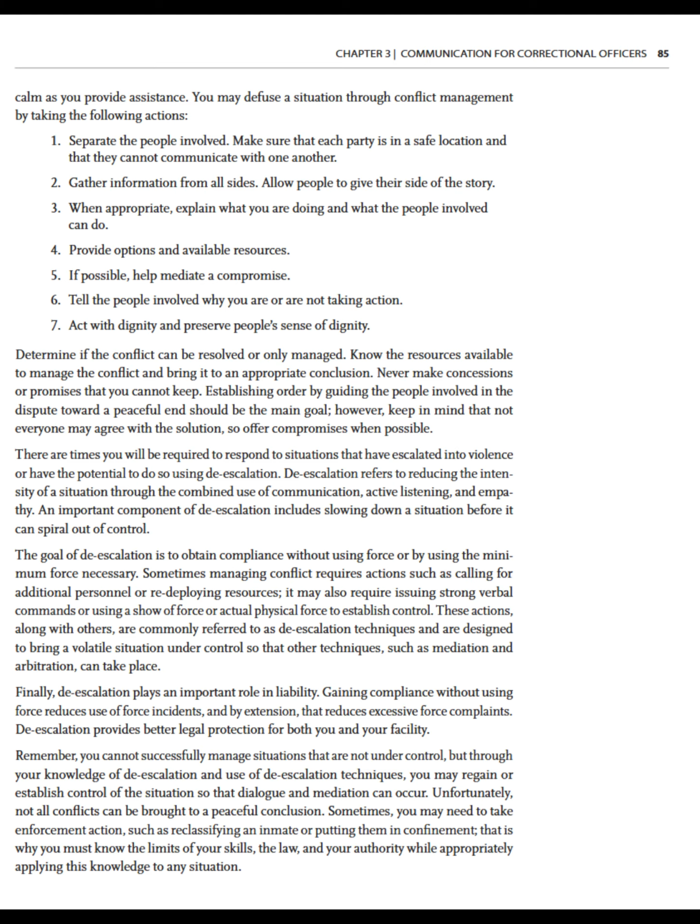1. Separate the people involved. Make sure that each party is in a safe location and that they cannot communicate with one another. 2. Gather information from all sides. Allow people to give their side of the story. 3. When appropriate, explain what you are doing and what the people involved can do. 4. Provide options and available resources. 5. If possible, help mediate a compromise. 6. Tell the people involved why you are or are not taking action. 7. Act with dignity and preserve people's sense of dignity.